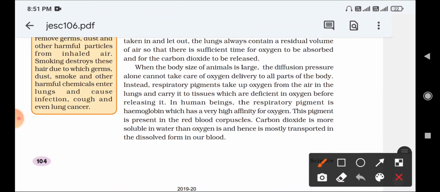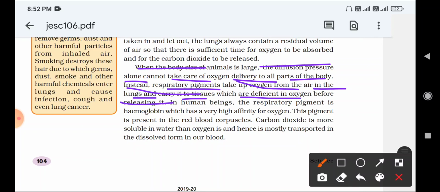When the body size becomes large, as in a multicellular organism, the diffusion process alone cannot take care of delivering oxygen to all parts of the body. As the organism becomes more complicated, diffusion is not a sufficient method to pass oxygen to each and every cell of the body. At that time, organisms use a different method: respiratory pigments take up oxygen from the air in the lungs and carry it to tissues which are deficient in oxygen before releasing it.